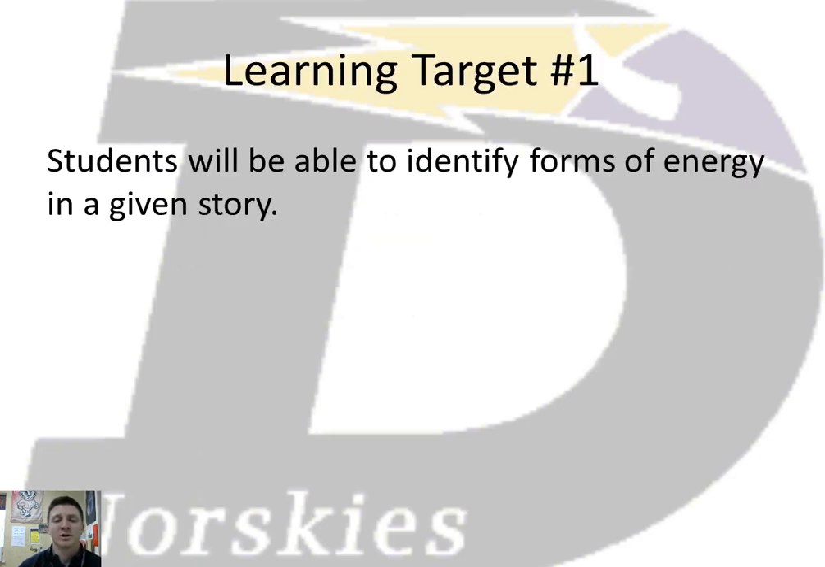So what is the learning target? Students are going to have to be able to identify forms of energy in a given story. So for learning target 1, the skill that students will have to do is take a story or a given situation and identify all the forms of energy that exist in that story. The forms of energy are very simple. You will have to memorize them and identify them from a given word problem.